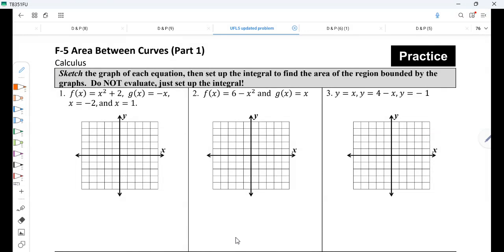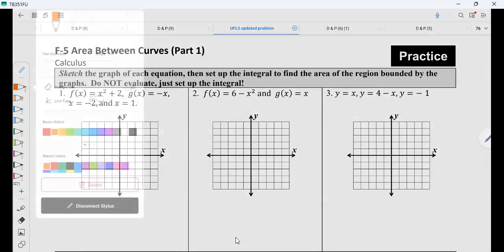Okay, weird. Anyway, so the first three problems wanted you to sketch some graphs and then find the area bound by those two graphs. So problem number one gave us two functions and bounds, or you can even think of those not as functions, but as lines that you can graph. X equals -2 is just a vertical line. X equals 1 is just a vertical line.